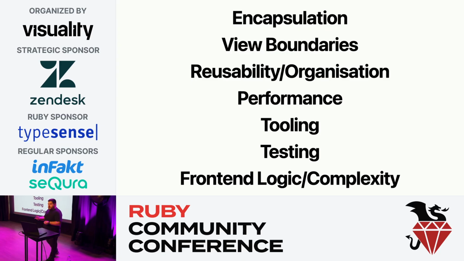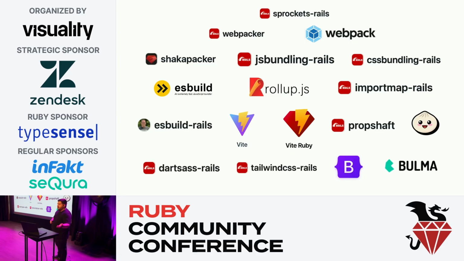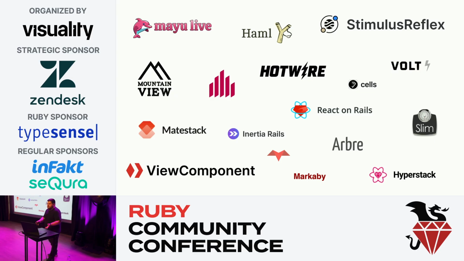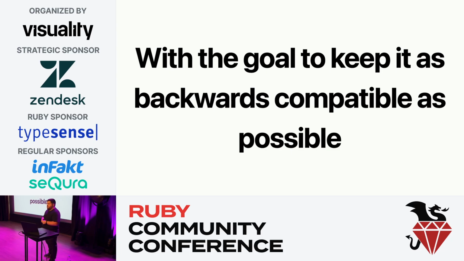There are some solutions to all of these things, but none of them really are built into Rails with a good default. And here's just a list of tools that have come and gone over the years, to make decisions about when you want to write some front-end code in your Rails app. This is just the bundling side of things, but then there are also frameworks built on top of it that want to solve more problems, and there are so many tools that it's really hard to know what you need. And I've been wondering how we can approach this problem and solve it, in a way that is as backwards compatible as possible.